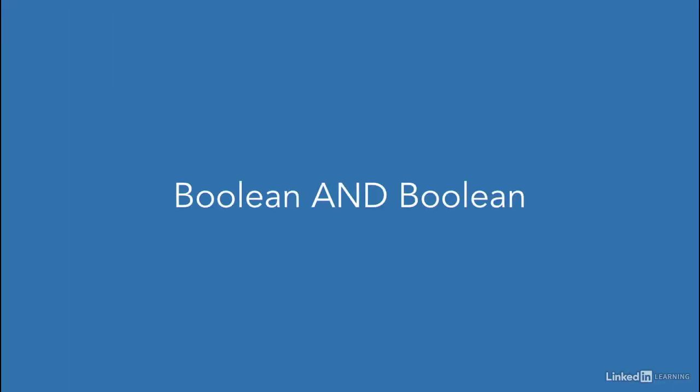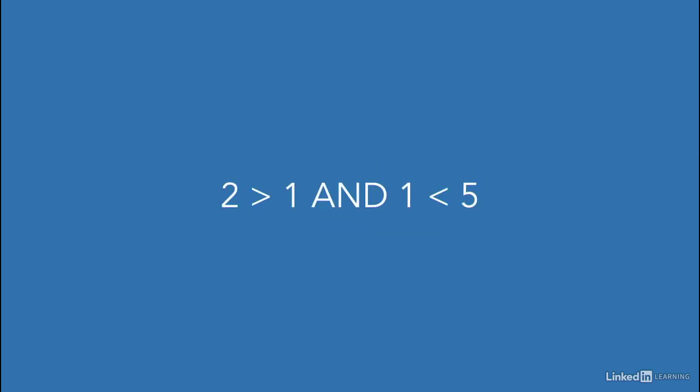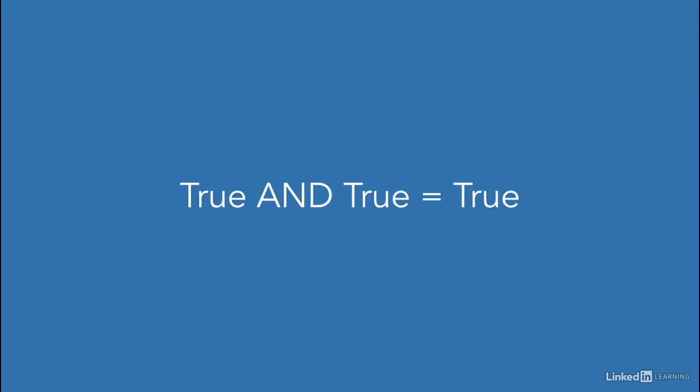AND operators are useful if you want to check if two Boolean operations or Booleans are true. Say for example we had two operations: 2 is greater than 1 and 1 is less than 5. As we have learnt, both of these operations will equal true. If we compare these two operations, we're essentially comparing true and true, as both are equal to true. And therefore, the result will equal true, as when comparing two Booleans with the AND operator, two trues will result in a true.